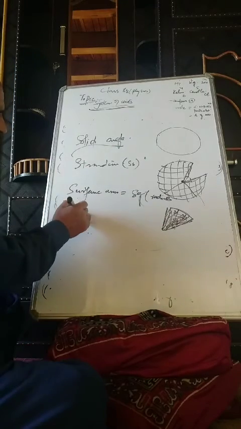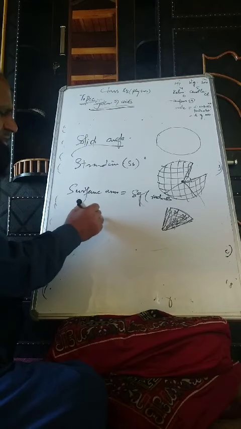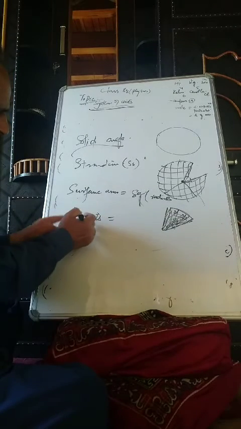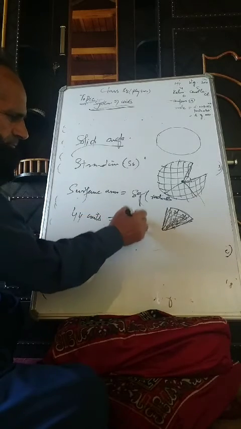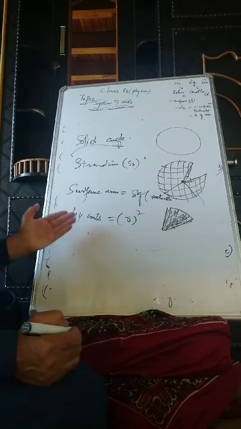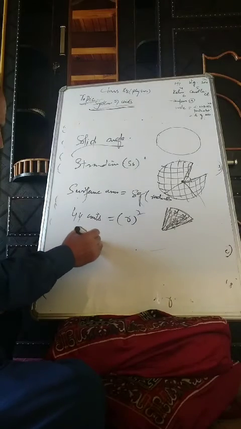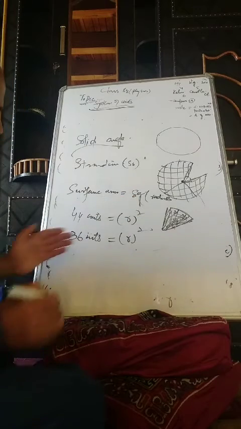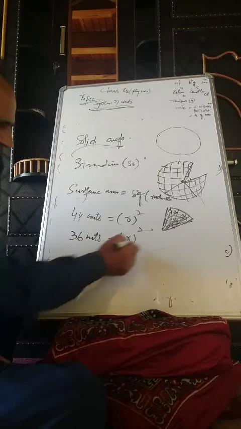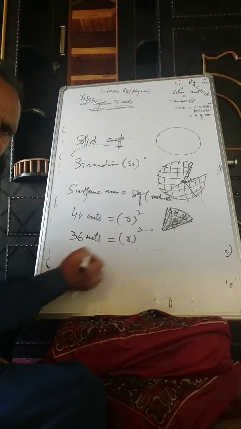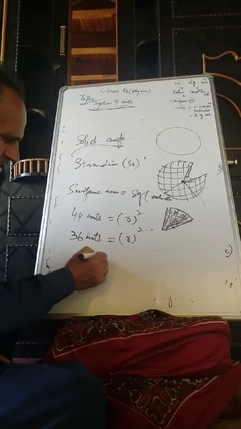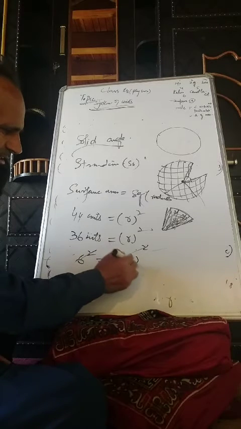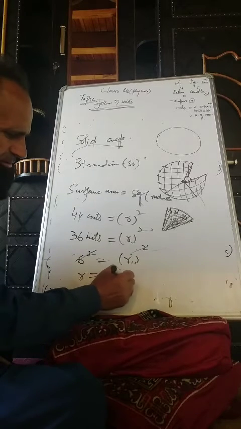For example, if its surface area is equal to 36 units, we can say this is radius square. In other words, we can say this radius is 6, that is equal to 6 square. Square and square may cancel. We can say this radius is equal to 6 centimeter.